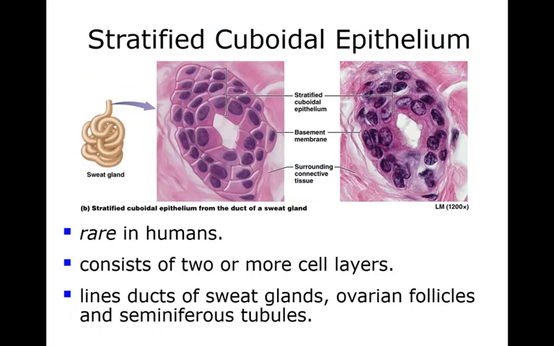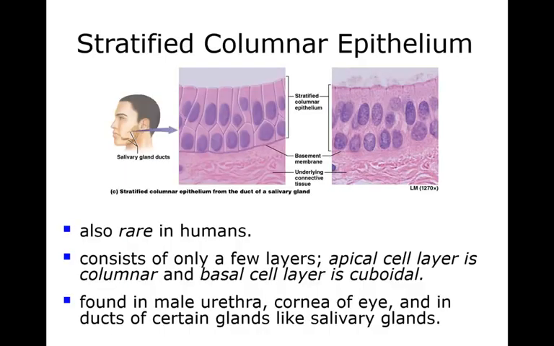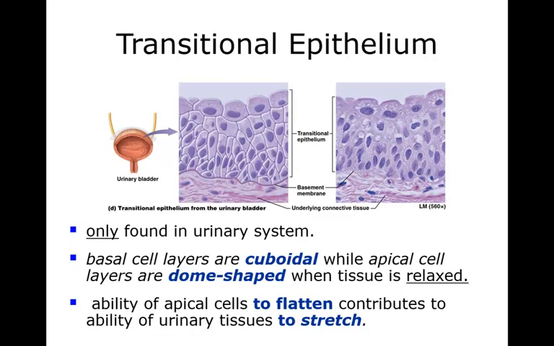We also find stratified cuboidal, even though it is rare in humans. It consists of two or more layers of the cube or round shape, and typically found in your gland region, so sweat glands, the ovaries, as well as the testes and the seminiferous tubules inside of them. And then the stratified columnar, which also is rare, but again looks like multiple layers of columns or elongated cells, typically found in the male urethra, the cornea of the eye, and even the salivary glands.